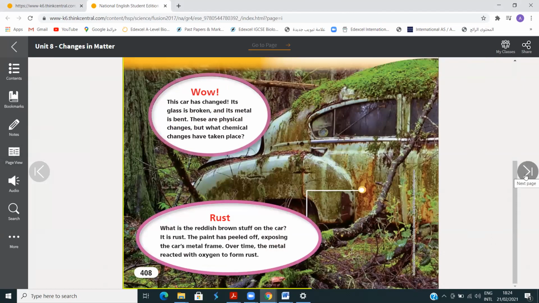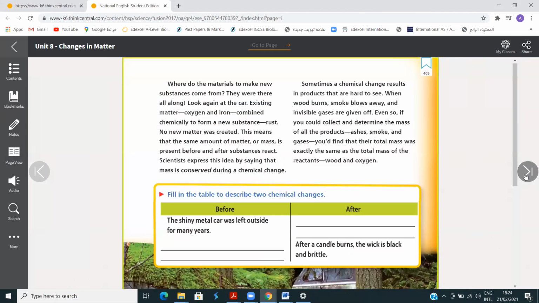So where do the materials to make a new substance come from? They were there all along. Look again at the car, existing matter. Oxygen and iron combine chemically to form a new substance. Underline with me, my students. So the oxygen in the air will react with the iron in the car to form a new substance. This is a chemical reaction. This is called rust.